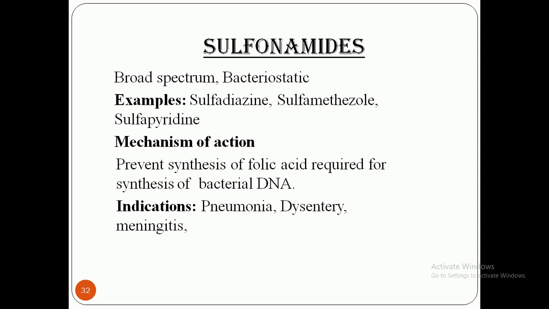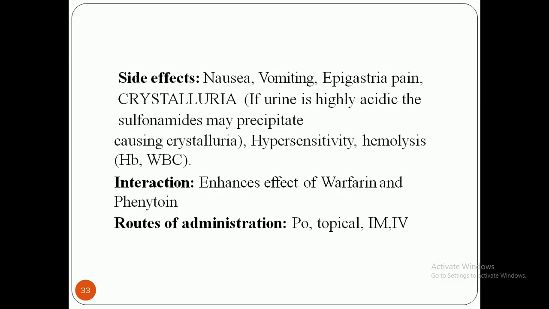The clinical indication for the use of sulfonamides is in the treatment of pneumonia, dysentery and meningitis. The side effects reported in the literature after administration of sulfonamide are nausea, vomiting and epigastric pain, as well as crystalluria. Crystalluria is the condition where, if the urine is highly acidic, the sulfonamides may precipitate, causing crystalluria.